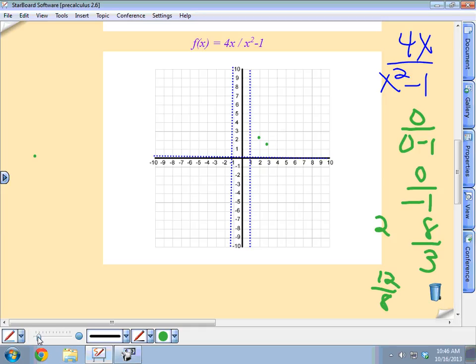Okay, can we do -4? So we know that it's looking like this, right? Now -4, so you have -16 15ths. So that's almost -1, something like that. Okay, you need one more down there to see which way that's going. -2, -8 over 3, so -2 1/3.